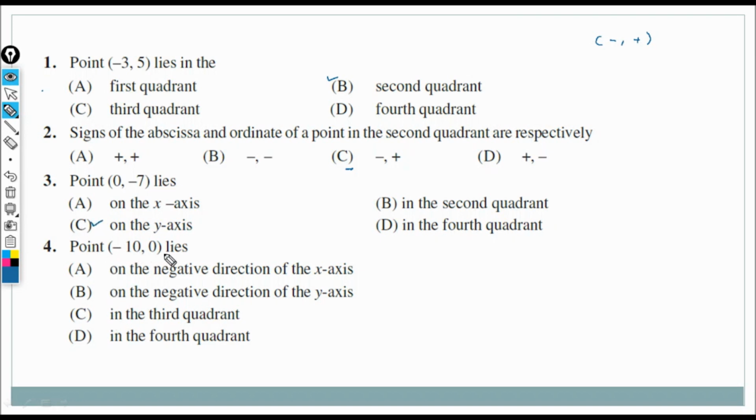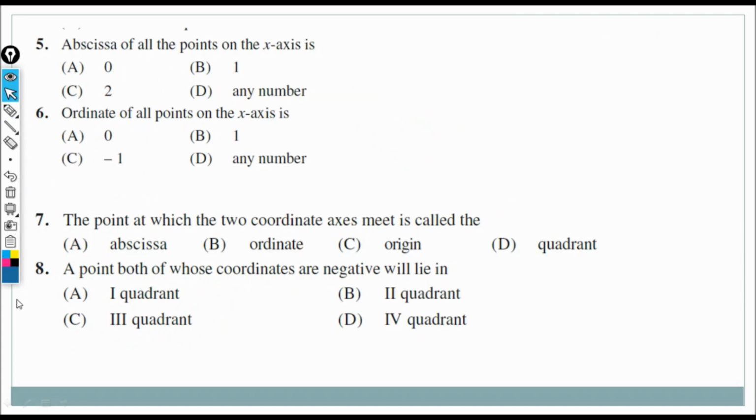Point -10 comma 0 lies on the negative direction of x axis. See, when y coordinate is 0, it lies on x axis, and here x coordinate is negative, therefore on the negative direction of the x axis. Now let us see next question. Abscissa of all the points on the x axis. Point lies on x axis, x comma 0. So value of x may be any number.